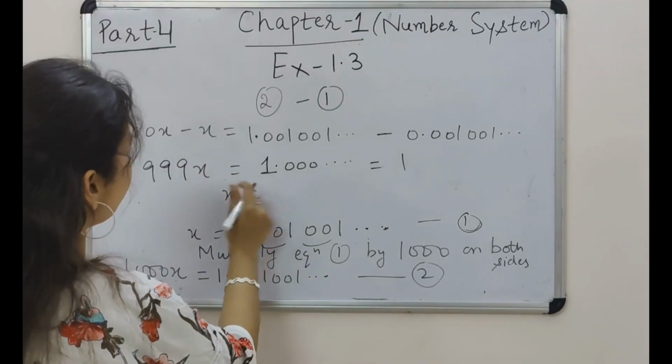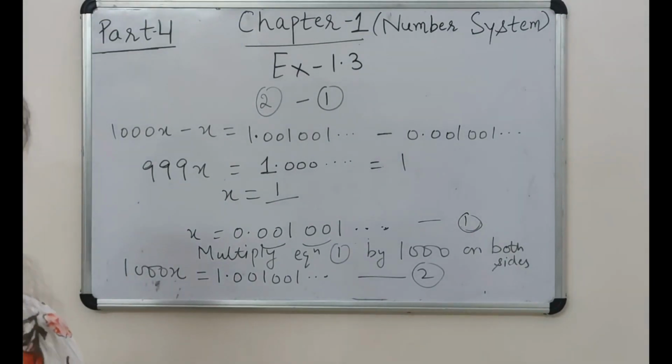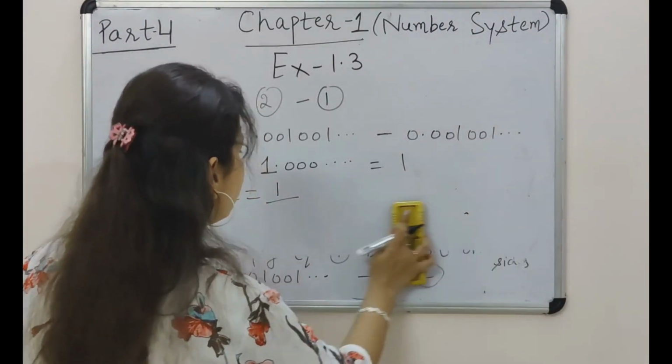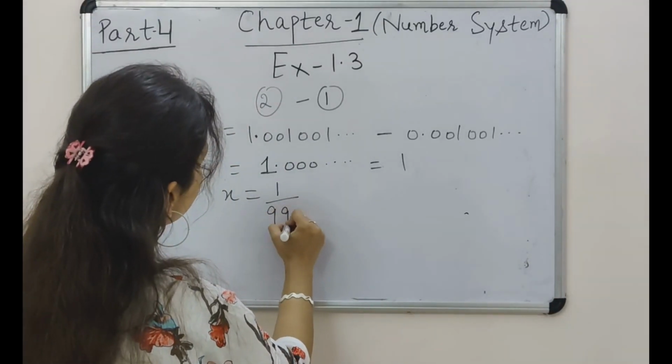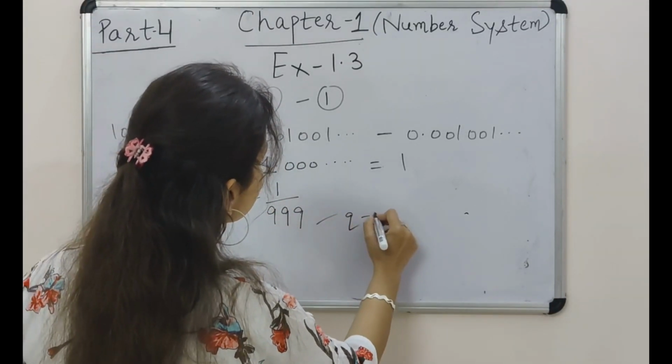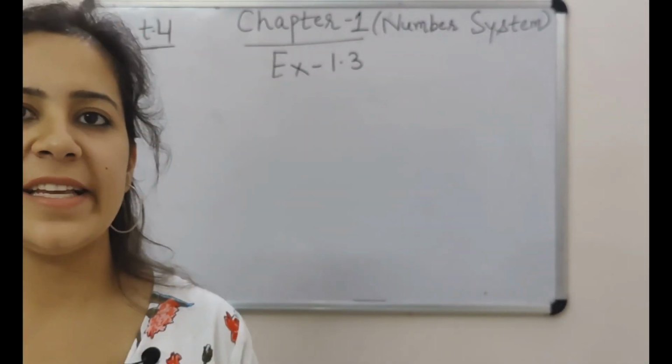You have to find the value of x. This will be shifted to that side and it will come in the division. Your x has now been converted to p upon q form, where p and q both are integers and this q, this denominator, is clearly non-zero. Very easy.